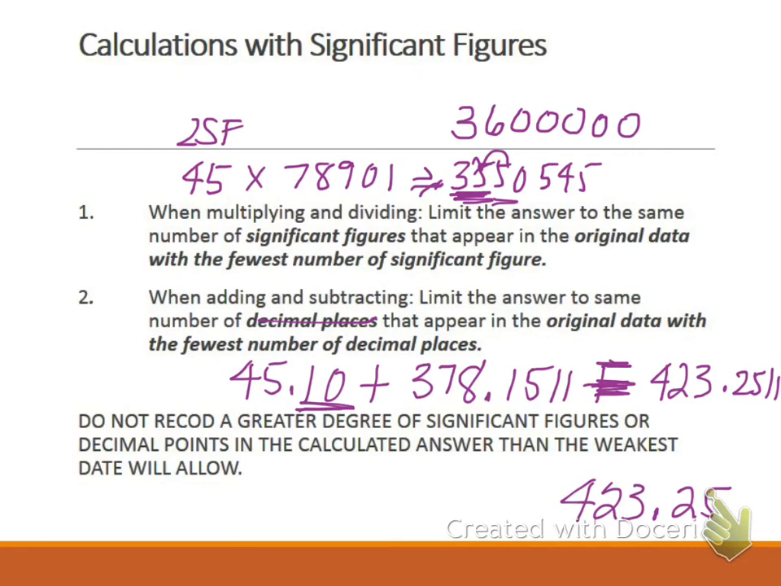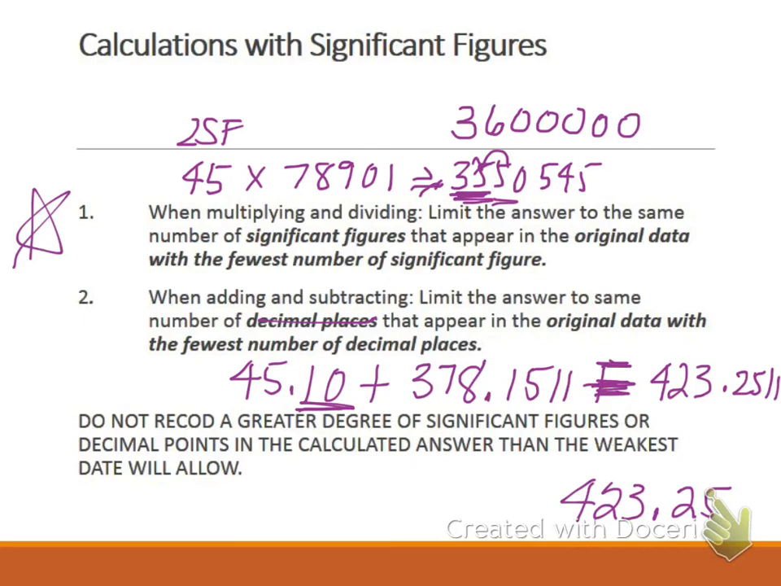Could you give us an example of what would happen if you had both of those? Oh, if you have both, like you're adding and multiplying, you go with the multiplication rules. You look at your smallest number of sig figs. Star that one. That's the most important rule. It trumps the other one, if you have both operations at one time.